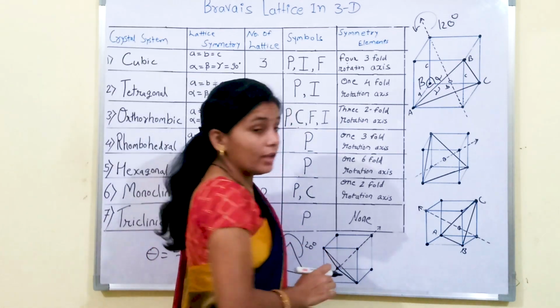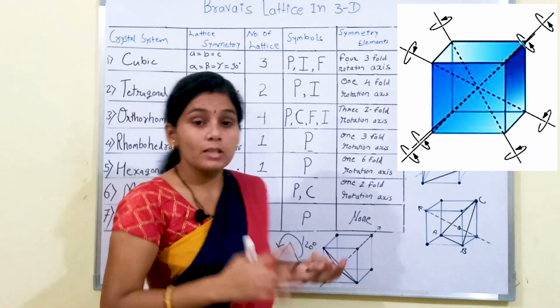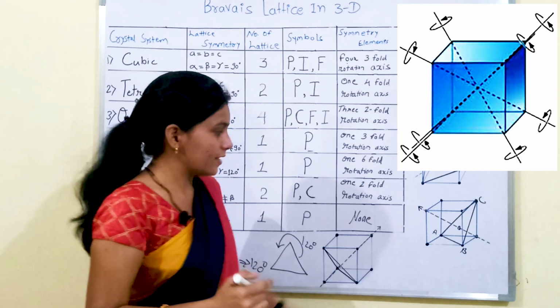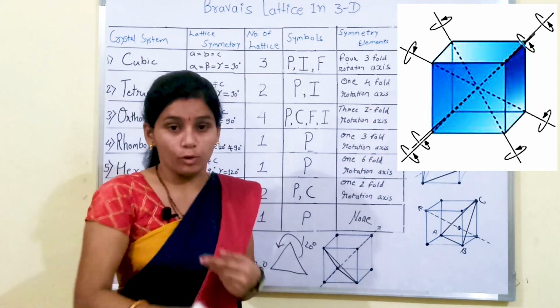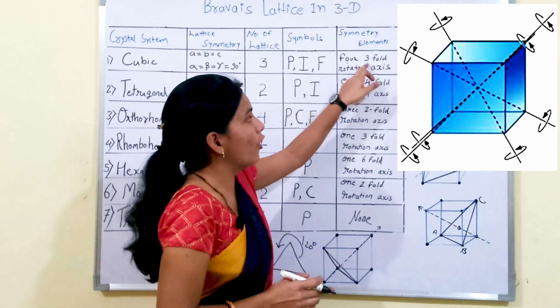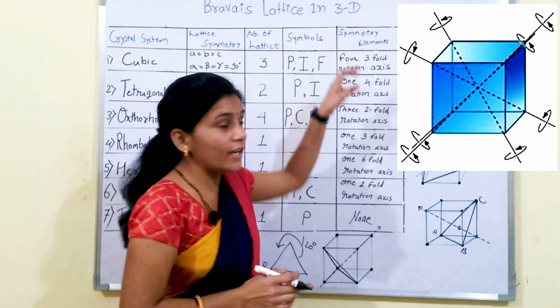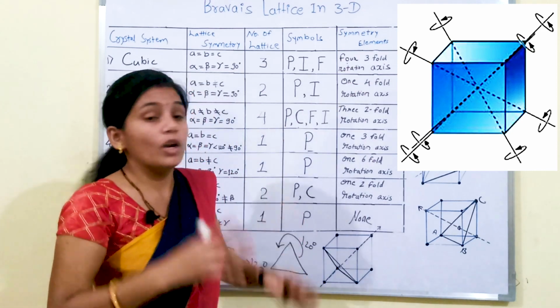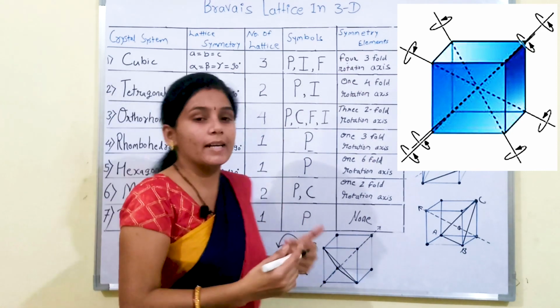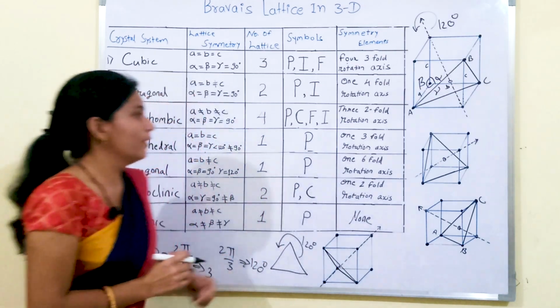So if we rotate one cube along the various 4 rotation axes, then we will generate a similar cube. So simply we can see here 4 3-fold rotation axes. What is meant by 4? We need 4 rotation axes to generate a similar cube in 3D. Okay, so we will see the next one.